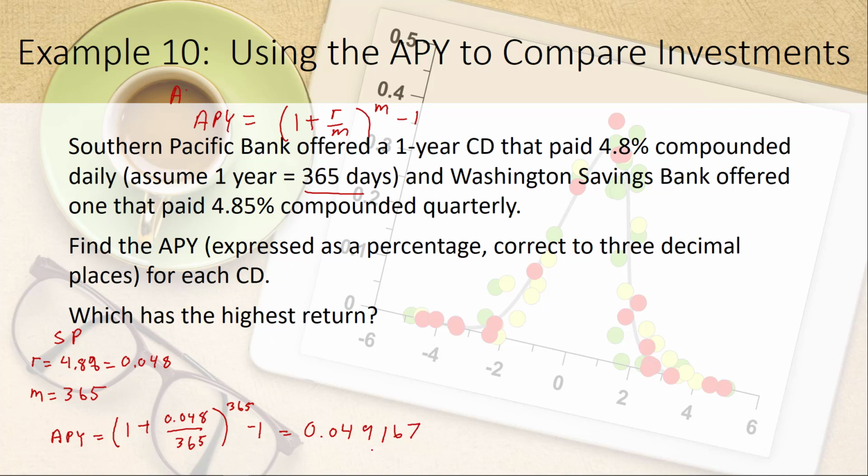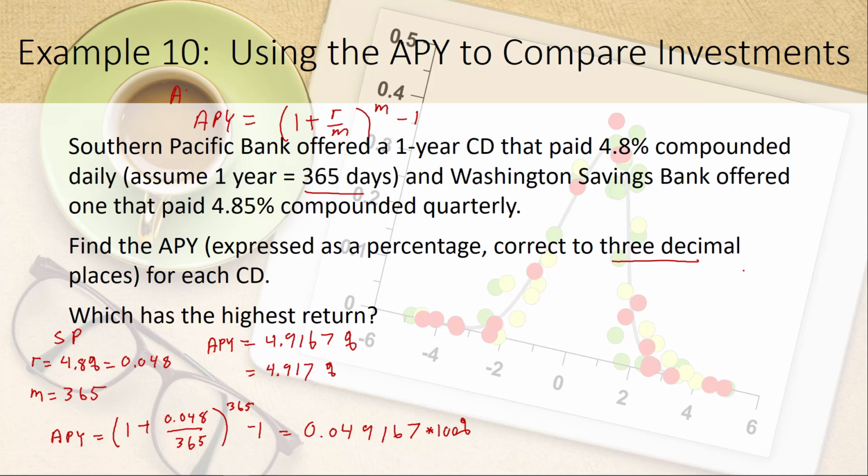0.049167. Now remember, this is a decimal. To convert this into a percentage, we need to multiply this by 100. And then that will give us an APY of 4.9167%. Since we want this to 3 decimal places, we are going to put 4.917%. So that is Southern Pacific.